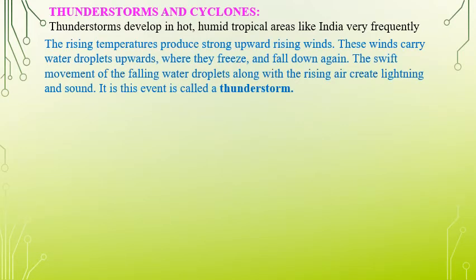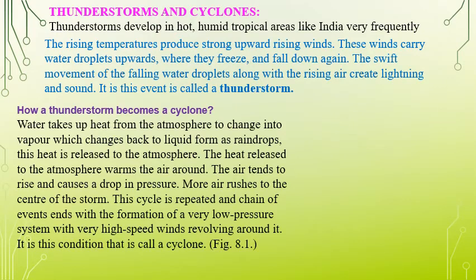The rising temperature produces strong upward rising winds. These winds carry water droplets upwards, where they freeze and fall down again. The swift movement of the falling water droplets along with the rising air creates lightning and sounds, and this event we call the thunderstorm. And now let's see how a thunderstorm becomes a cyclone.